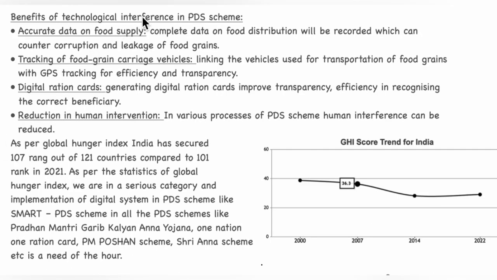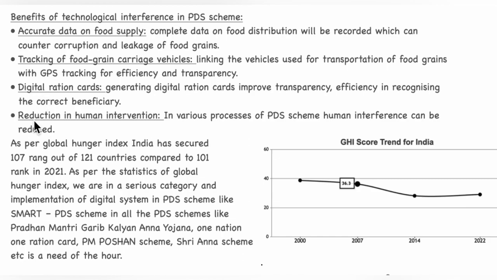Benefits of technological interference in the PDS scheme. First point is accurate data on food supply. Complete data on food distribution will be recorded, which can counter corruption and leakage of food grains. Next is tracking of food grain carriage vehicles, linking the vehicles used for transportation of food grains with GPS tracking for efficiency and transparency. Next is digital ration cards. Generating digital ration cards improves transparency and efficiency in recognizing the correct beneficiary.